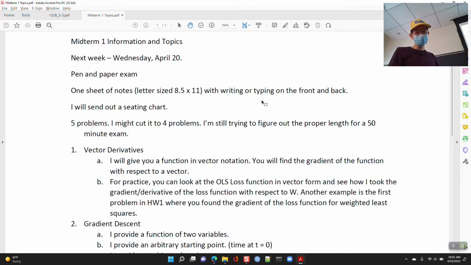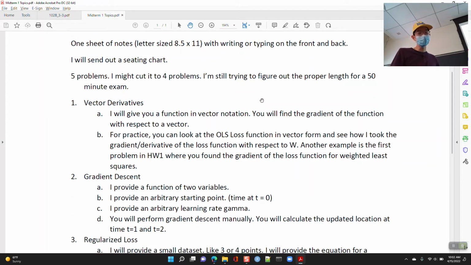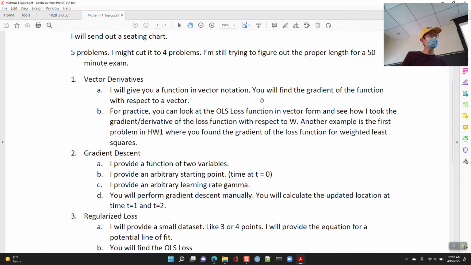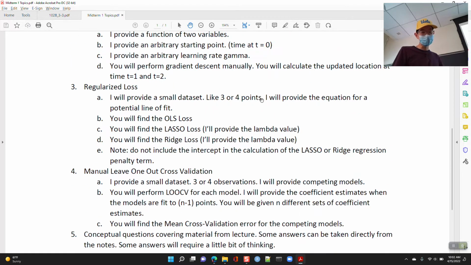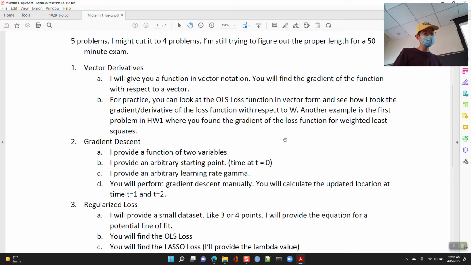I'm currently planning for 5 problems. I might cut it down to 4, but the current plan is these 5 things. Okay. So number 1, some vector-based derivatives. I'll give you some kind of function in vector notation, and you will find the gradient of the function with respect to a vector. So for practice, you can look at the OLS loss function in vector form and see how we took the gradient, or the derivative, with respect to W.